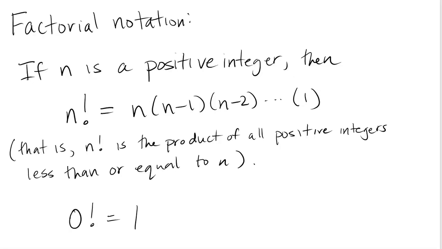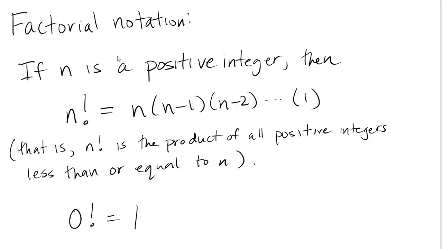The first bit is factorial notation. If n is a positive integer, then n factorial, which we denote by n followed by an exclamation point, is the product of n times the integer below that, which is n minus 1, times the integer below that, which is n minus 2, and we keep reducing the factors by 1 until we get all the way down to 1. Multiply all those factors together. In other words, n factorial is the product of all positive integers less than or equal to n.